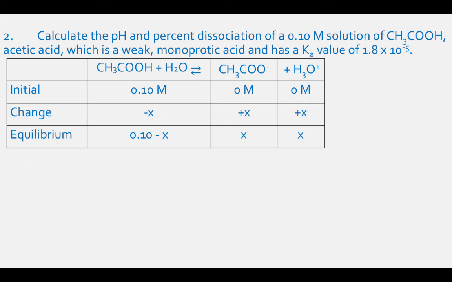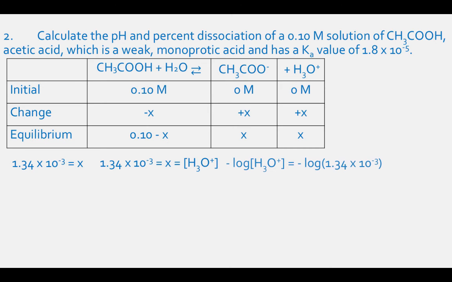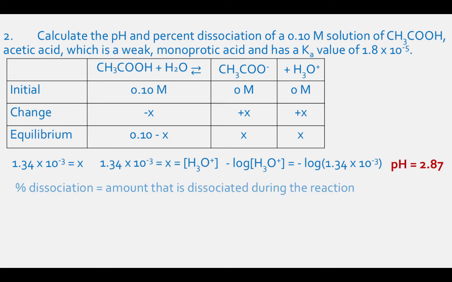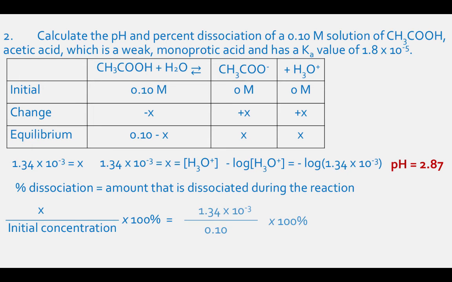So, since we have our value of X, we also have our H3O plus concentration, which equals X. Take the negative log of H3O plus, or the negative log of 1.34 times 10 to the negative 3. We have 2.87, which equals our pH. To calculate percent dissociation, which equals the amount that is dissociated during the reaction, this equals our value of X divided by our initial concentration times 100%. So it equals 1.34 times 10 to the negative 3 divided by 0.10 times 100%, which equals 1.34%.